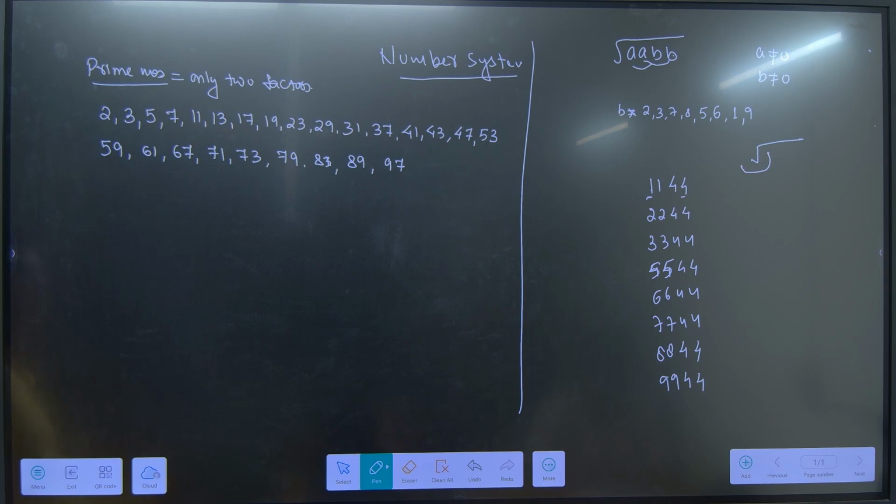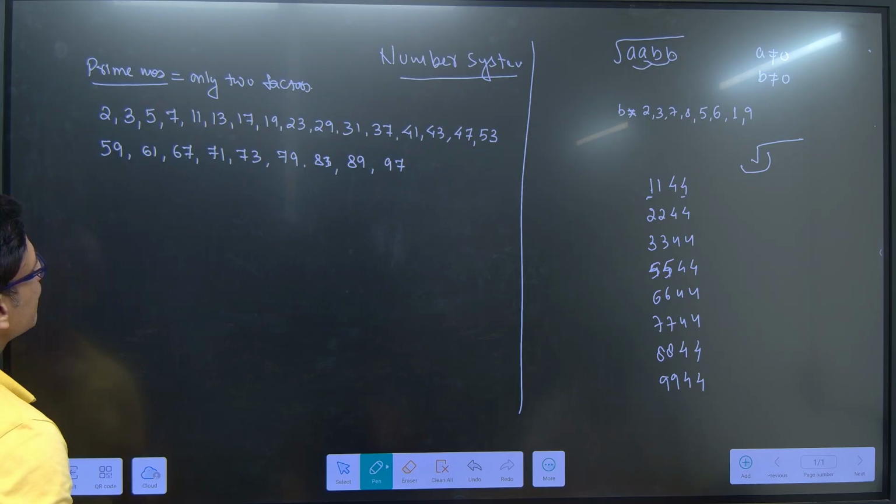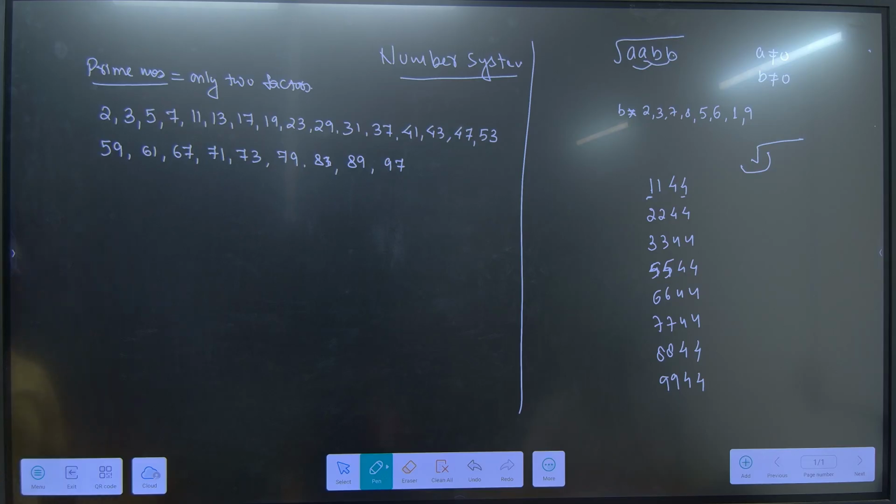2, difference of 1, 3, difference of 2, then 5, difference of 2, then 7, then a difference of 4, then a difference of 2, then a difference of 4, then again a difference of 2. After 97, directly the next prime number is 101. So prime numbers are very random in nature. Composite numbers, of course, have more than 2 factors. One is neither prime nor composite.